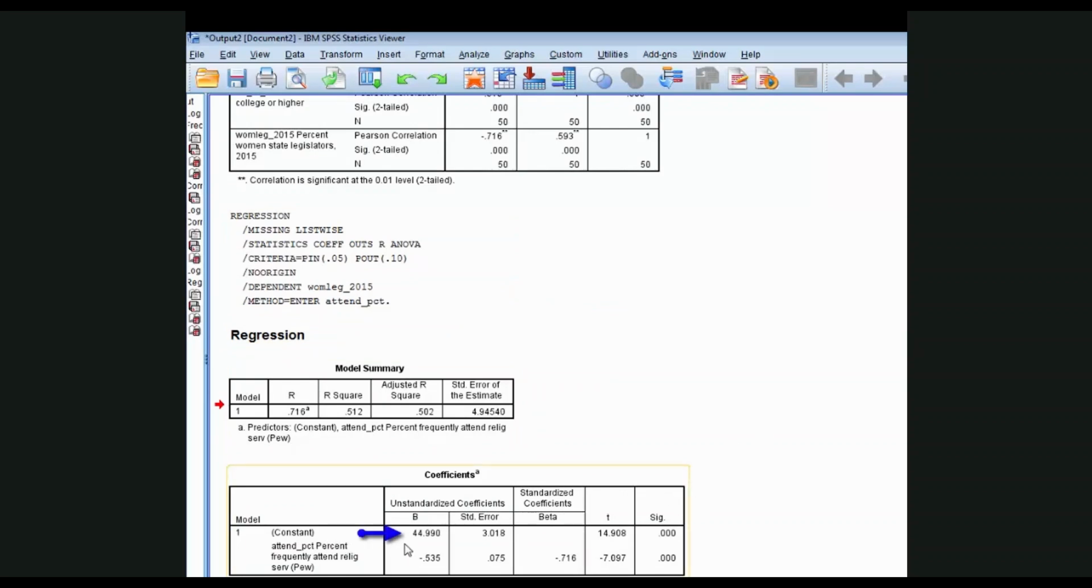Here's the constant of the regression equation, 44.99. And here's the regression coefficient on percent frequently attending religious services, minus 0.535. What do these numbers mean? 44.99 is the value of the dependent variable when the independent variable is 0. So in a state in which there are 0 frequent attenders, the regression has modeled that to say that 44.99% of the legislators will be female.